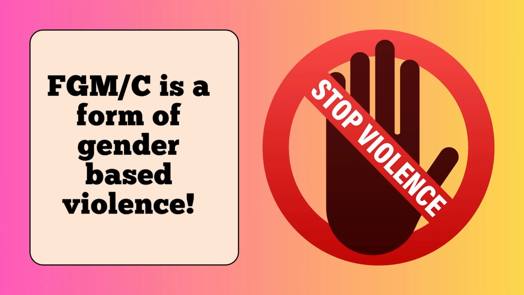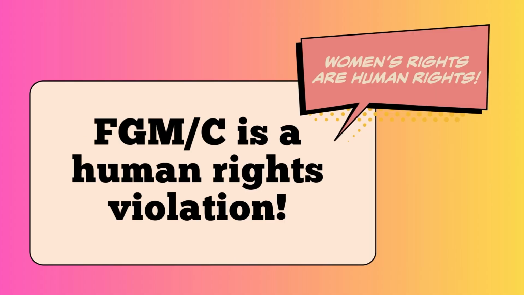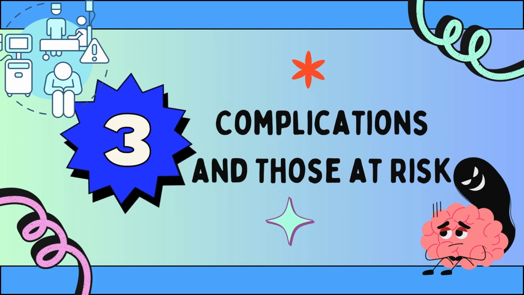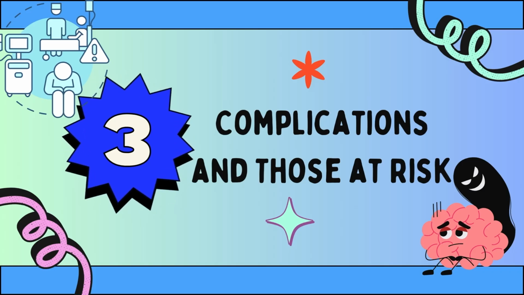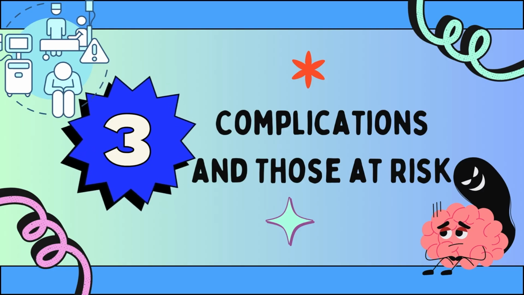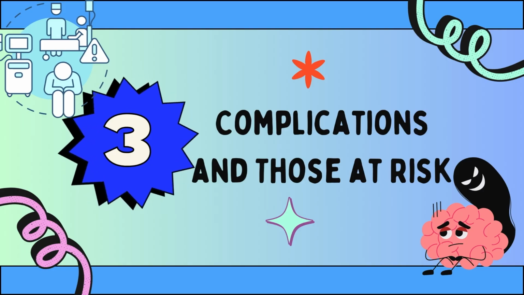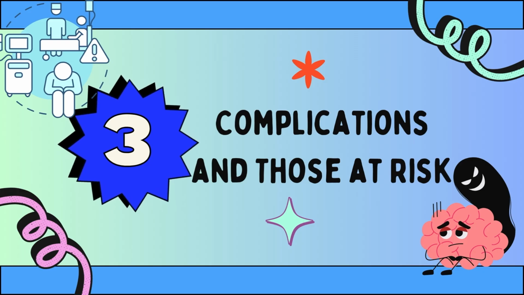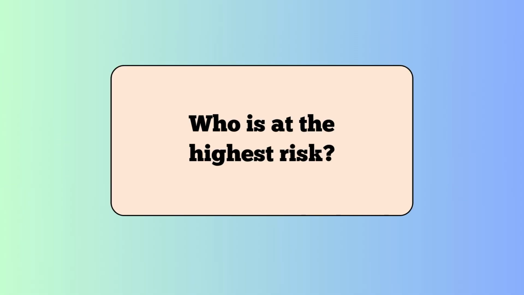FGMC is a form of gender-based violence. FGMC is a human rights violation. There are many physical and emotional consequences associated with FGMC. In addition, we are going to go over warning signs and how to identify a child that might be at risk. You might be thinking, how do we determine who is at the highest risk for FGMC?